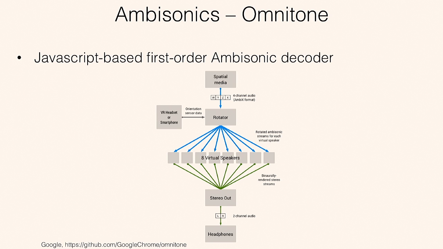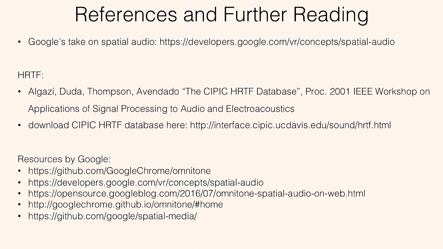And luckily, Google provides something called Omnitone, which is a JavaScript-based first-order ambisonic decoder that works directly with all of the WebGL and other stuff that we've been presenting in the course. They render 8 virtual speakers and then use much of the HRTF and other spatial audio material that I mentioned in the first half in order to mux it down to 2-channel audio for your ears. There are a lot of other resources available both online and especially from Google on rendering and implementing these HRTFs. So if you want to look into it more, it's quite easy to.